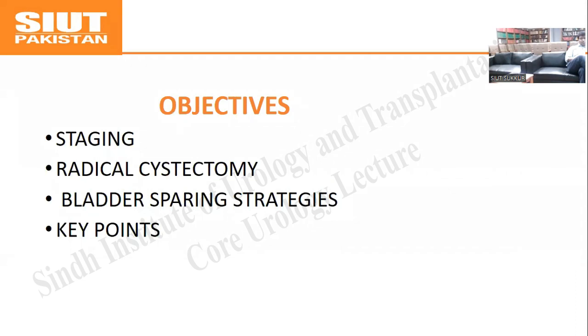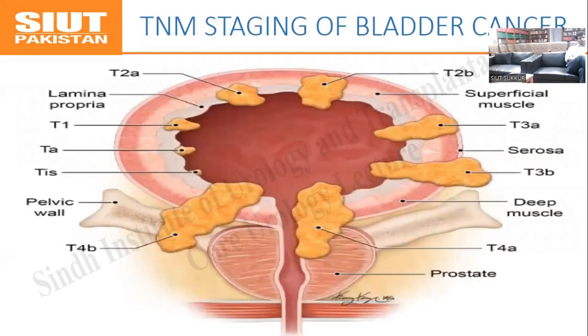Objectives: it includes staging, radical cystectomy, bladder-sparing strategies, and key points. In staging, we have already studied in our previous lectures up to T1 disease. Today's lecture is muscle-invasive bladder carcinoma, which starts from T2 disease.